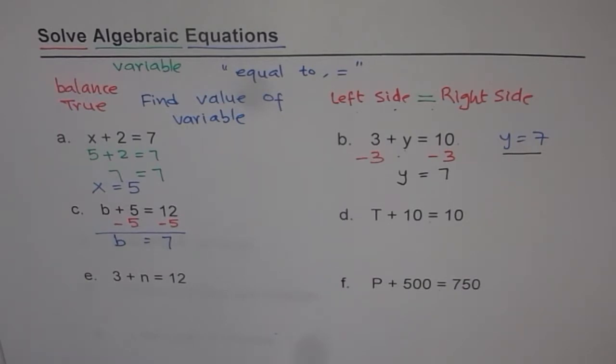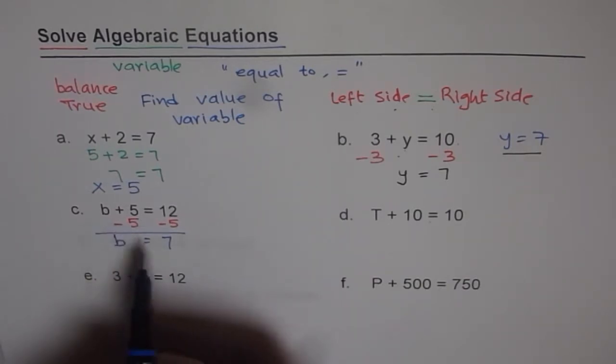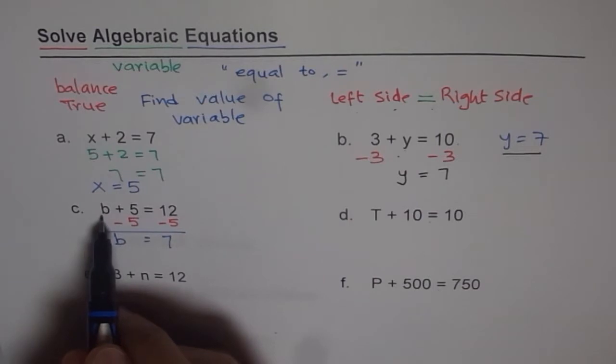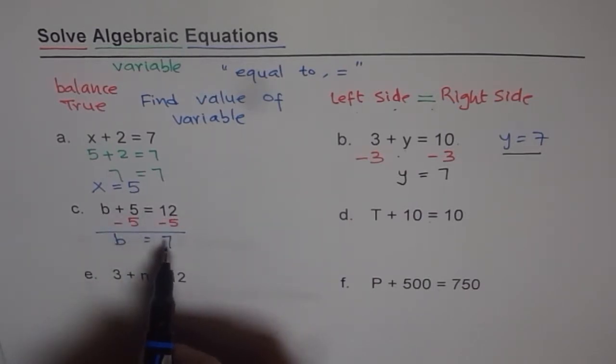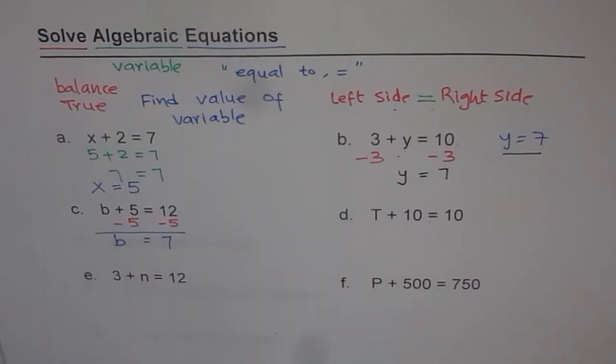Is it a right solution? How will I check it? Substitute 7 here and then check. 7 plus 5 is 12, so that is correct. Do you see that? Let's do this operation once again.